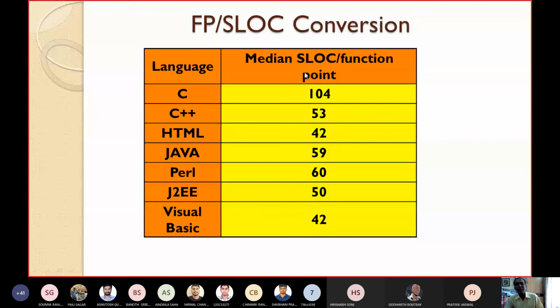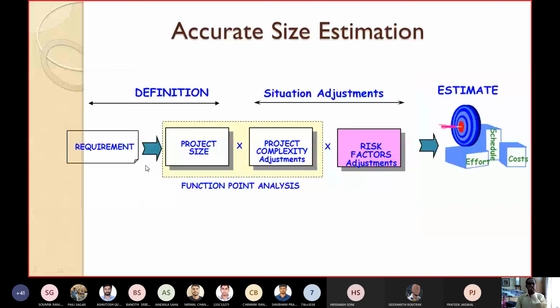This is a table which shows what will be the median SLOC. That means the average number of source lines of code per function point for different languages. Okay. So then how will we accurately estimate the size? In this way: collect the requirements, and after getting the requirements, you perform function point analysis.